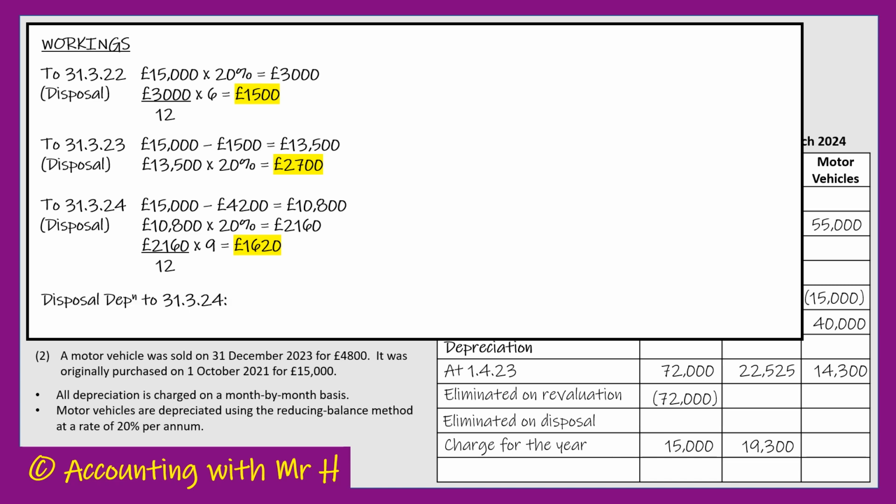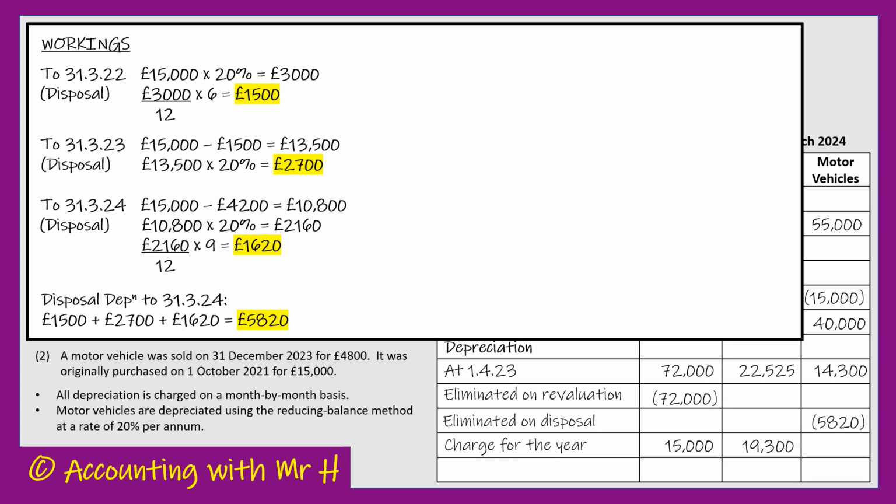So I can add together the three figures that are now highlighted, which is the three depreciation figures that would have been done during each financial year that they owned this vehicle for. And that gives me then a total of £5,820. And so that figure, you'll see I've put it in there, that's the figure I'm removing then from the depreciation. So eliminated on disposal, £5,820. All of that depreciation needs to be removed from the books because they no longer own the vehicle.